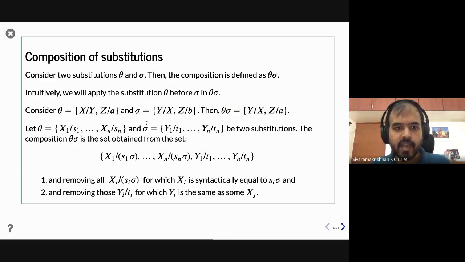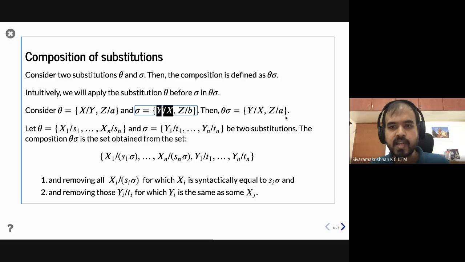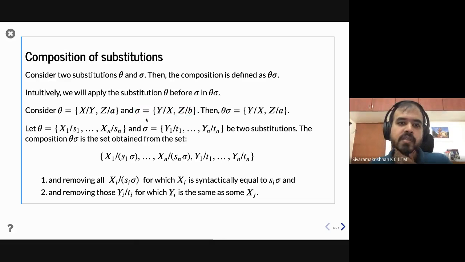So that's the reason why the composition of these substitutions gave us y slash x, which is this one, and then just z slash a. We've thrown away z slash b because there will be no z variable to replace in the composition. Okay, so this is just an example. So how do we formally define what should happen?